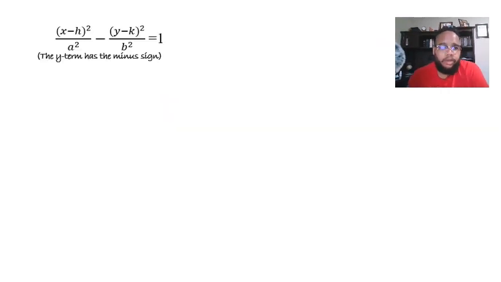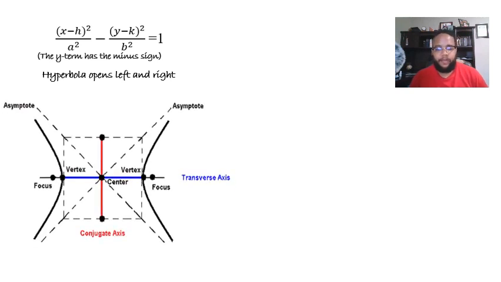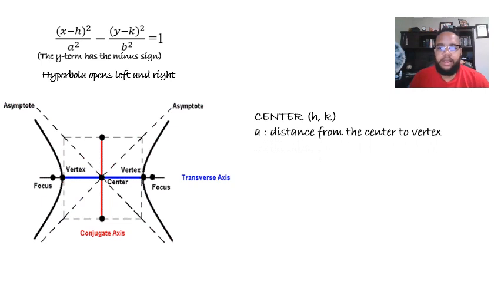So when the y term has a minus sign, when x is positive, the hyperbola is going to open left and right, as you can see here. Now here's why. The center is (h, k) as usual, and a is going to be this distance from the center to the vertex. Now when a is under the x, that means you're going left and right, which is why it opens left and right, because that's where your vertex is going to be.